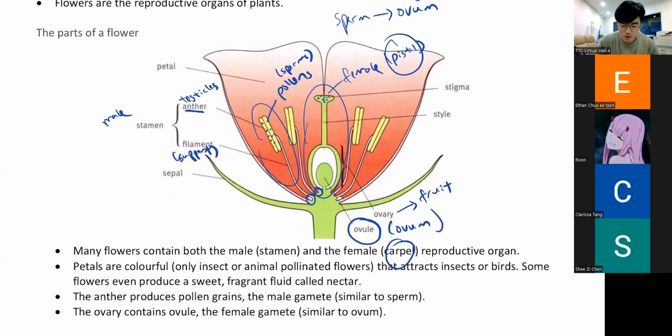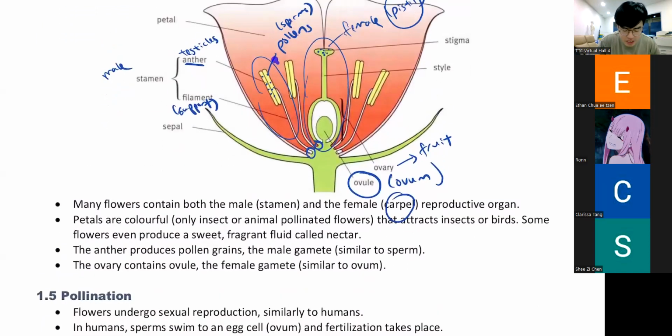So yeah, very similar to humans. We have millions of sperms, we have one ovum. So they have millions of pollen grains, they have one ovule. Which is the same thing.